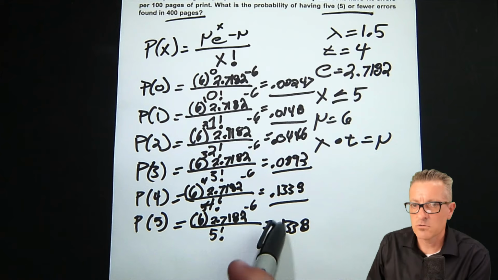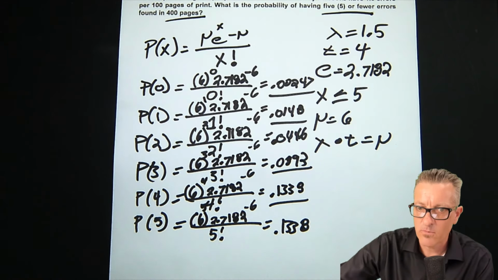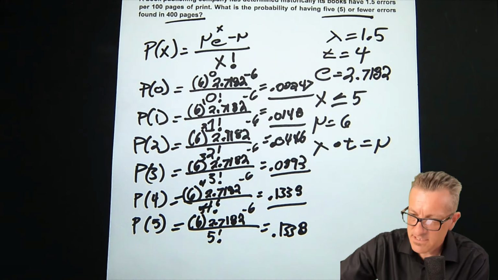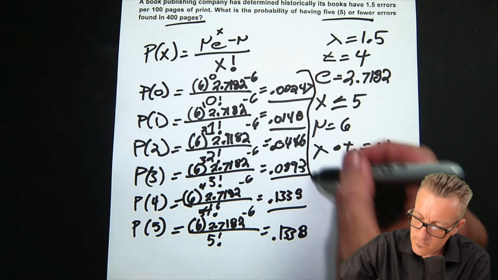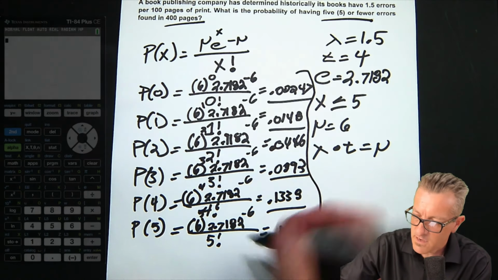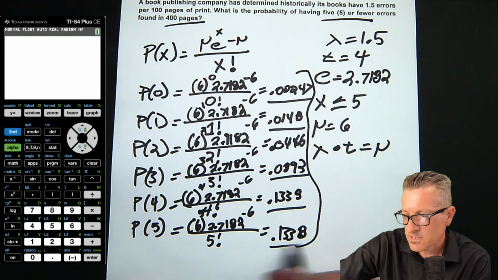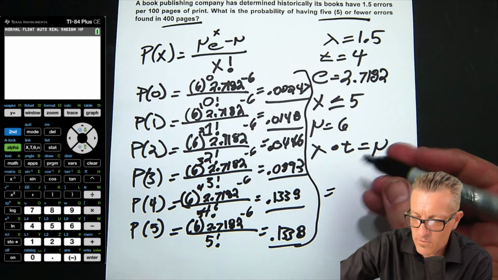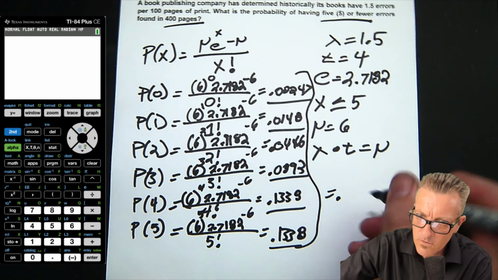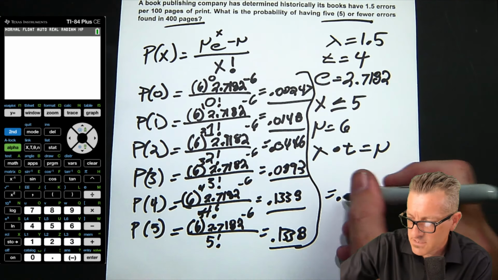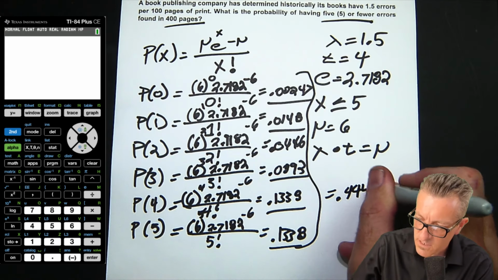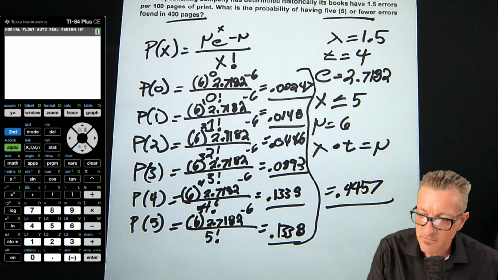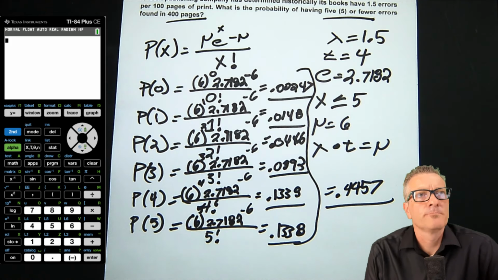Okay. So when we add these all up, we end up getting our answer. I'm guessing these two being the same might be an error, but I know the answer is right because I'll pull it up on the calculator. Our answer ends up being 0.4457, or about 44.57%. So now let's take a look at the calculator.